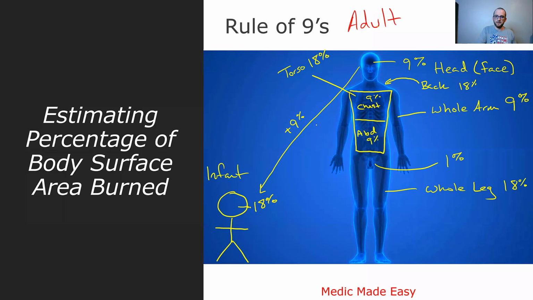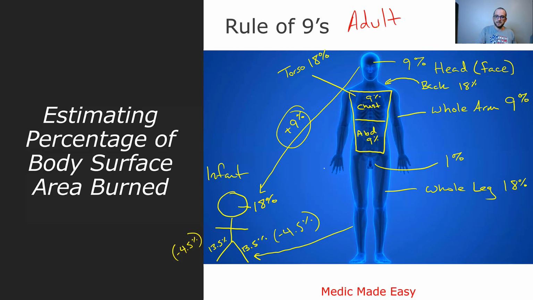So we added 9% to the head. The place where that comes off of is the legs. Each leg is 13.5%, taking 4.5% off each leg.